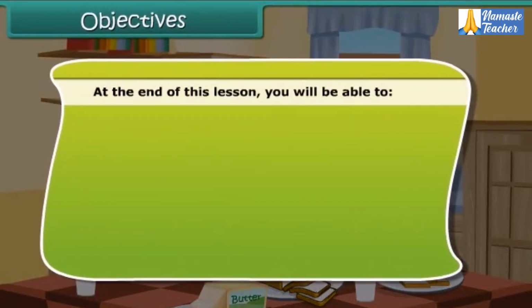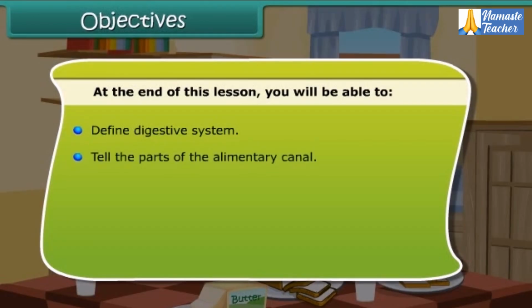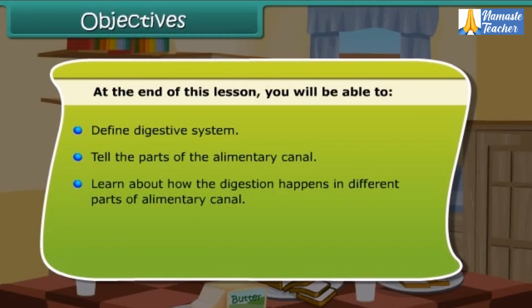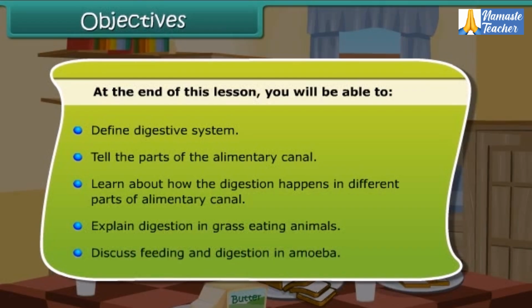At the end of this lesson, you will be able to define digestive system, tell the parts of the alimentary canal, learn about how the digestion happens in different parts of alimentary canal, explain digestion in grass-eating animals, discuss feeding and digestion in amoeba.